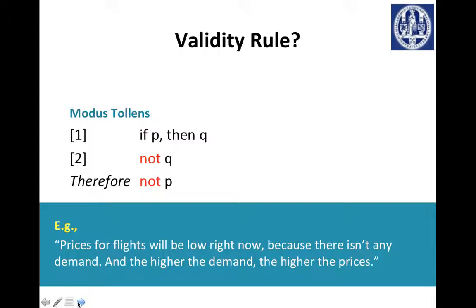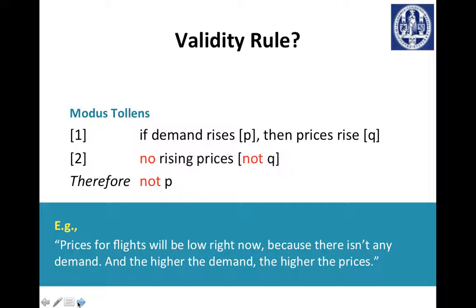Anyway, now we have the modus tollens here, and we can fill out the P's and the Q's. So I already said P is a higher demand, so a rise in demand, and Q is then a rise in prices. So that leads to the following formulation. Now don't look at the example, check what we should fill out according to the modus tollens. So we should fill out not a rise in prices, so not Q. And then if we have that, we can conclude that there is not a rise in demand, so not P.